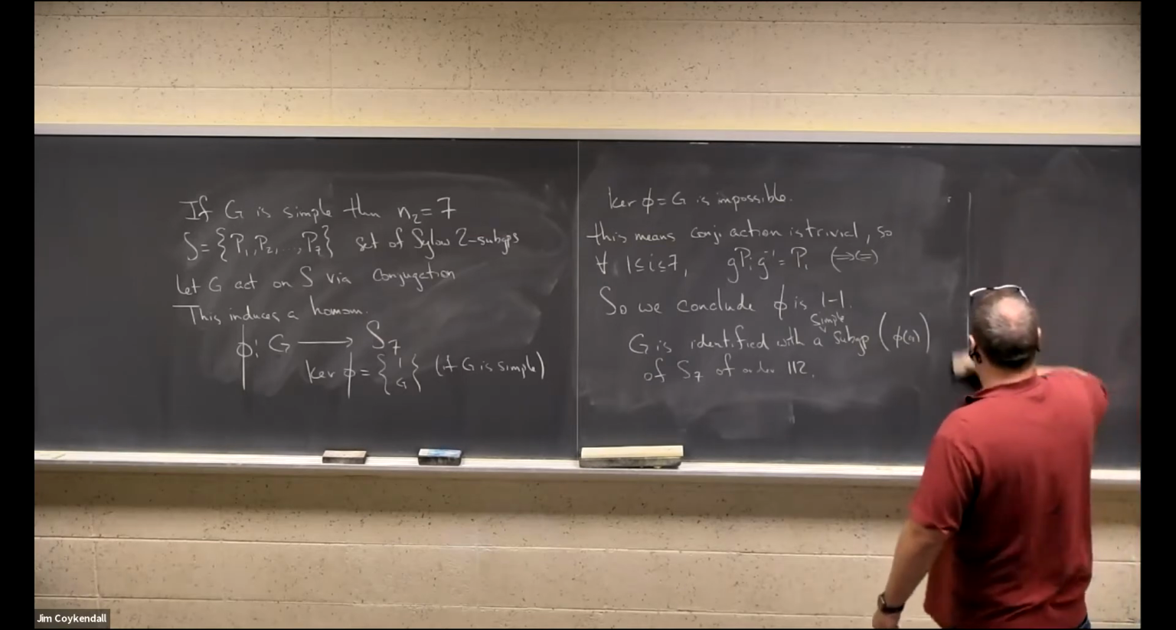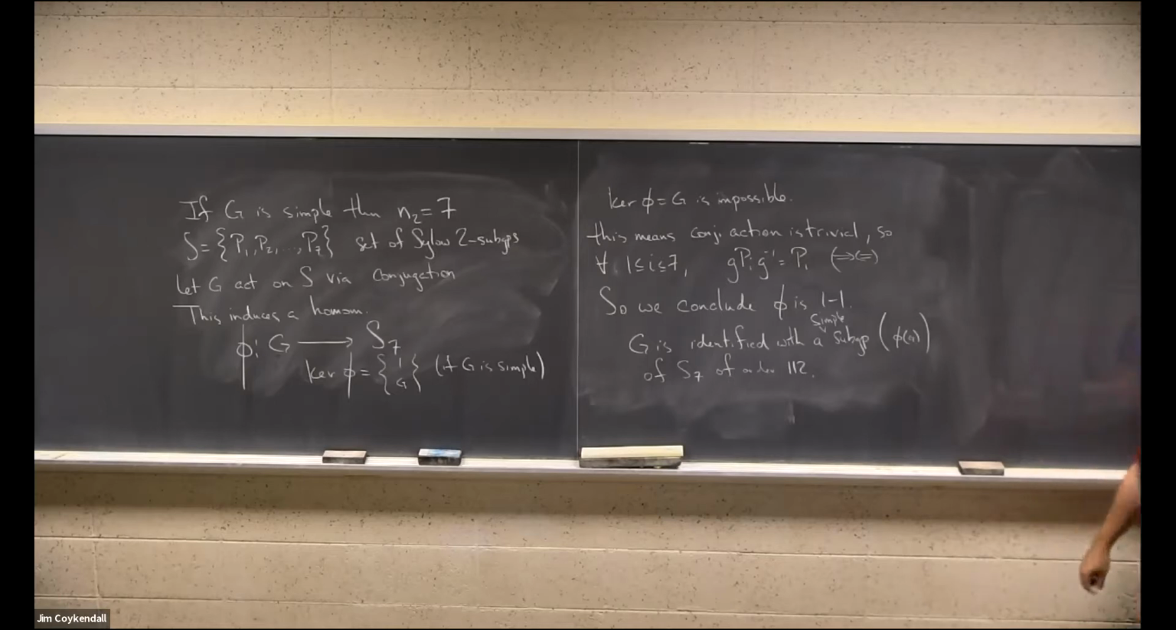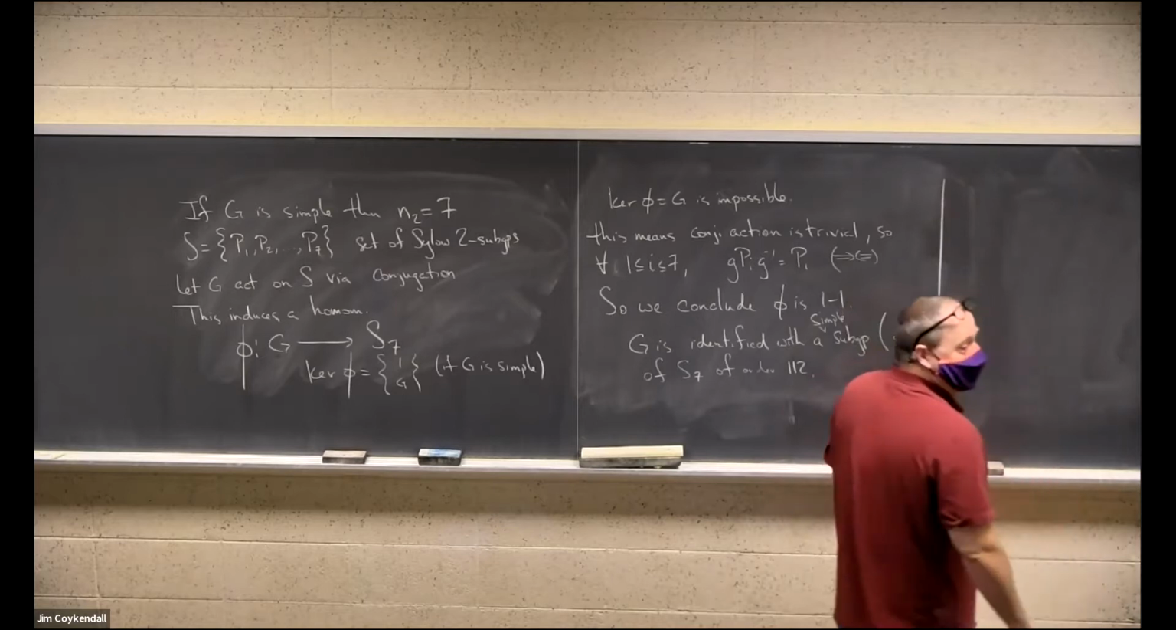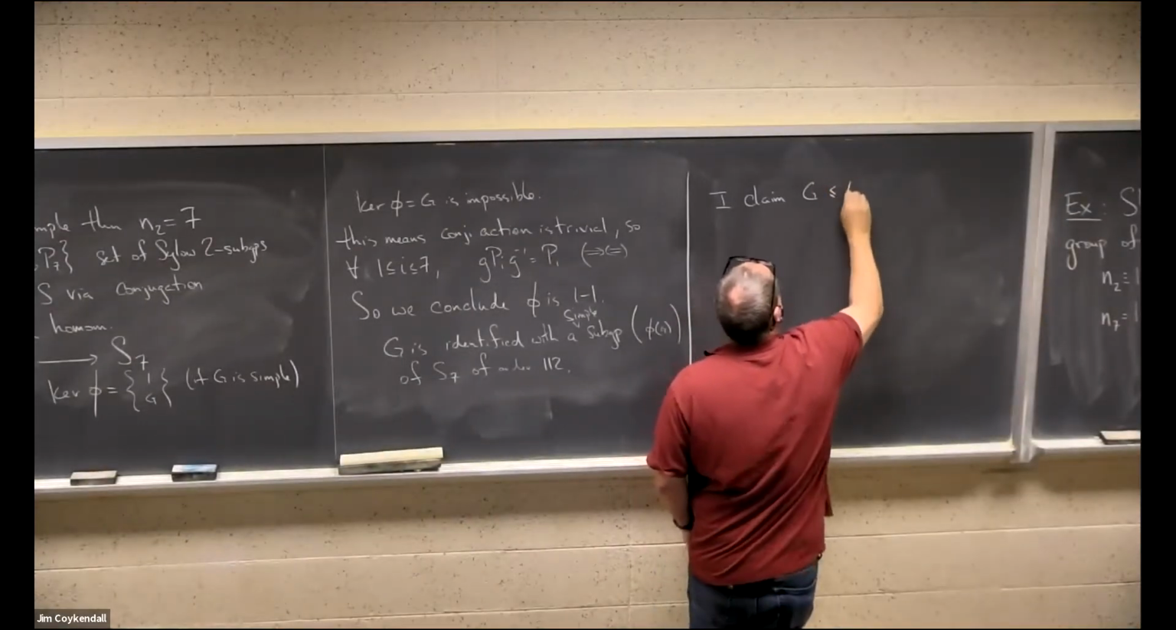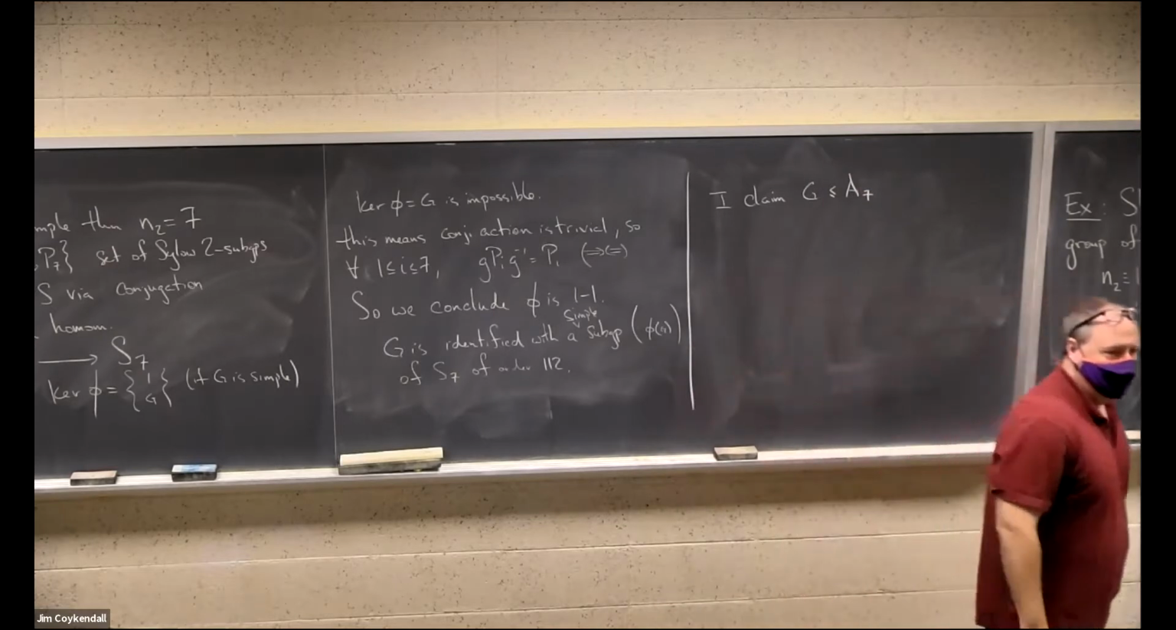We may have actually proved this in class, but I can't remember when. So G is isomorphic to the image in S7, which we'll call phi(G), but instead of writing phi(G) every time, I'll just call it G. So G is a subgroup of S7 of order 112. Let me get to the stakes here. I claim G is actually a subgroup of A7, not just S7.